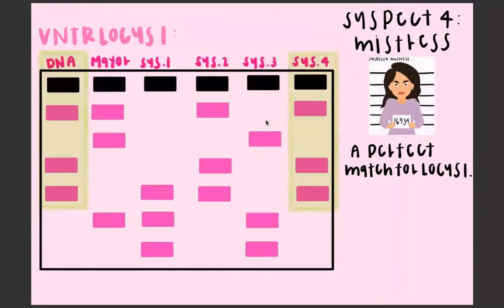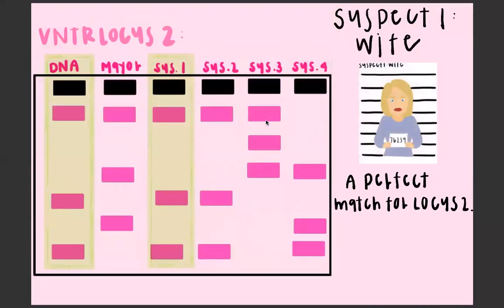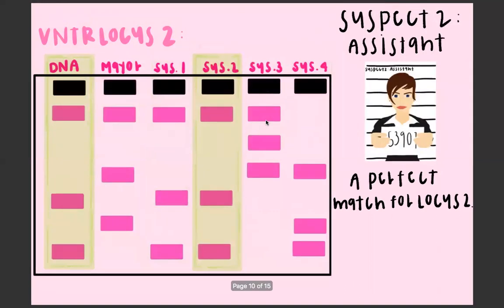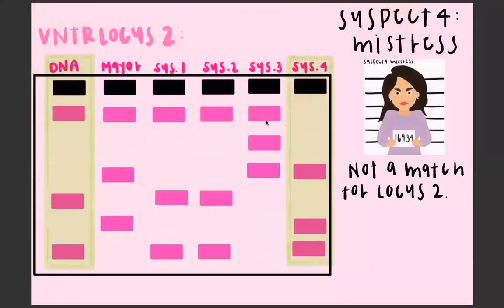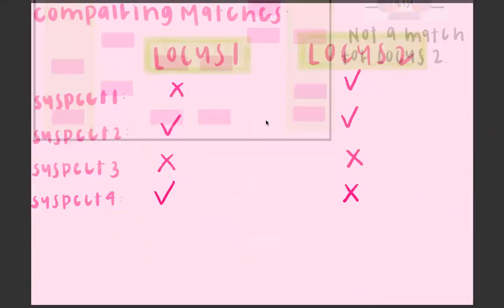Let's look at locus 2 and do the same exact thing. Suspect 1 is a perfect match for our evidence. Suspect 2 is also a perfect match for this locus. Suspect 3 only matches up with our evidence once, so we can cross him off. Suspect 4 also only matches up with our evidence once, so we can cross her off.